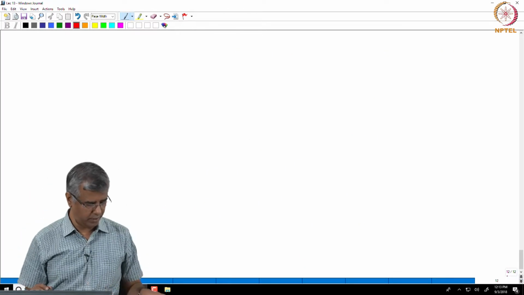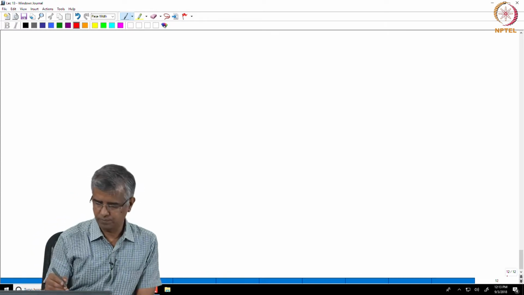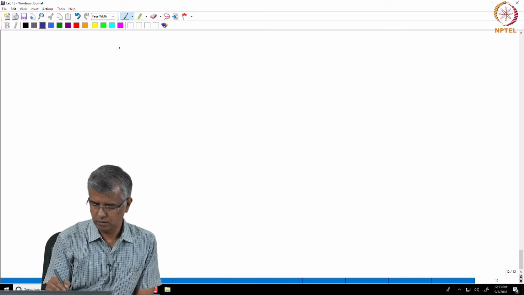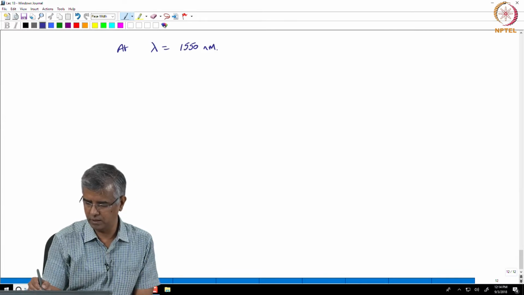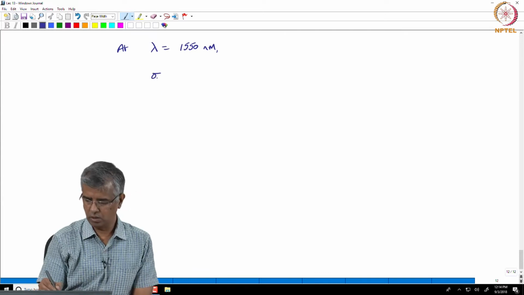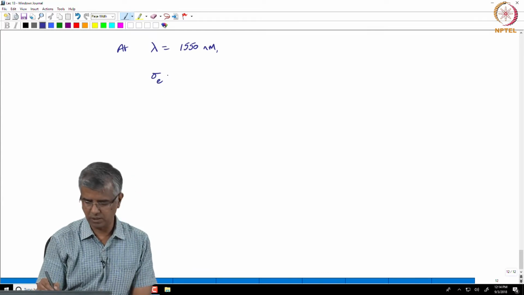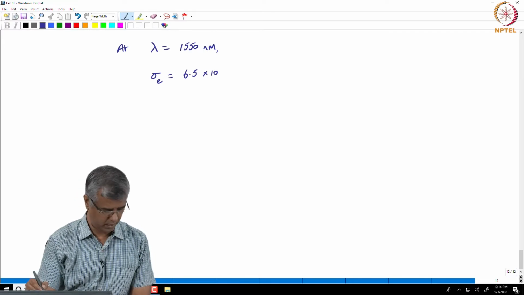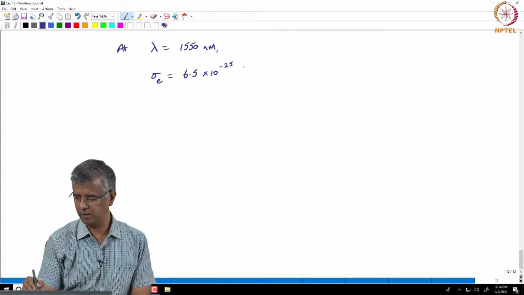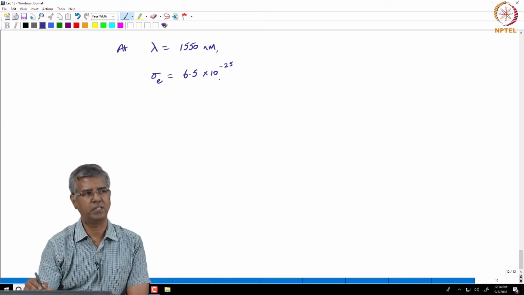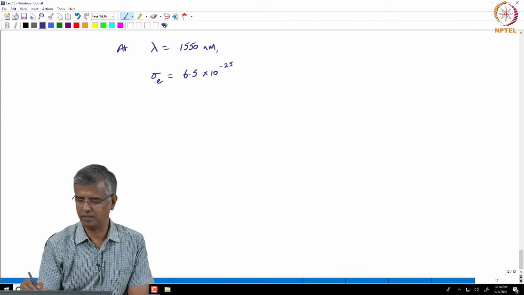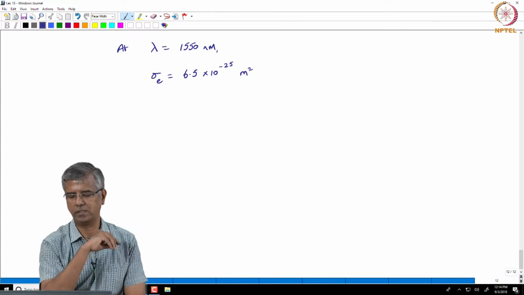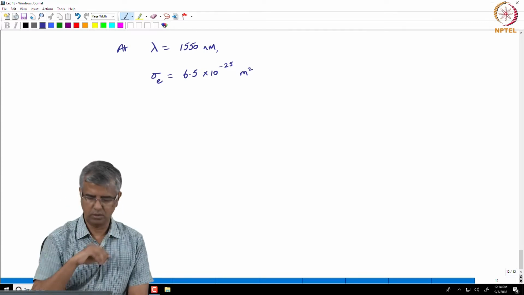So let us say we have, at lambda equals 1550 nanometer, an emission cross section corresponding to 6.5 multiplied by 10 power minus 25. What are the units of emission cross section? Centimeter square or meter square. In this case, it is actually expressed in meter square, okay.